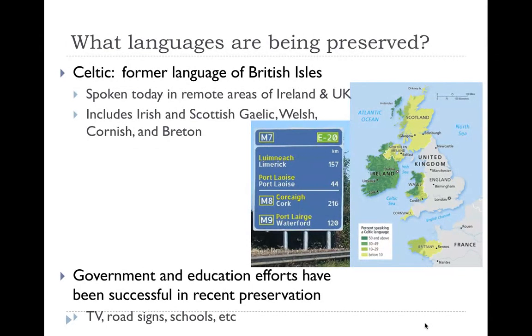This does include Irish, Scottish, Gaelic, Welsh, Cornish, and Breton. So it's an umbrella term for a number of different dialects that are Celtic. What they've done to preserve it is the government has taken care to make sure that this is being used in government and in education, and that has allowed them to be more successful in preserving Celtic in general. It's used on TV, on road signs, and in public schools as one of the main languages. So they have been able to preserve that language over time.